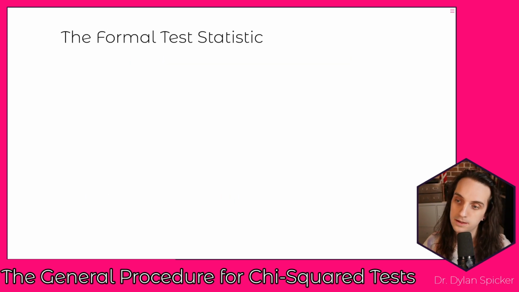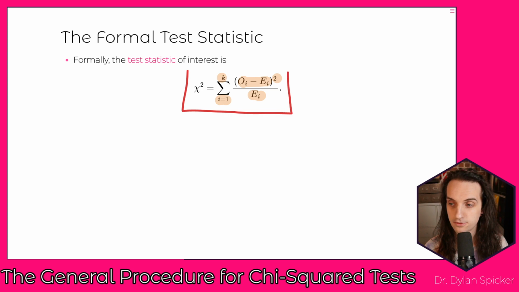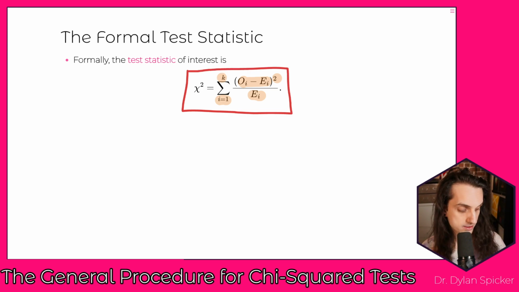So what is the formal test statistic here? Well, formally, the test statistic of interest is what we call the chi-squared test statistic. What we do is we sum over all of our possible categories, so i equals 1 to k, since we're thinking about a frequency distribution here. Inside of the summation, we take O_i minus E_i, so the observed minus the expected. We square that value, and then we divide by the expected value. We're going to do this for each of the values within the frequency distribution, and this is going to give rise to what we call the chi-squared test statistic.